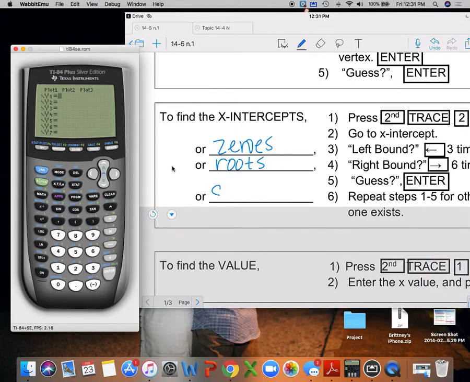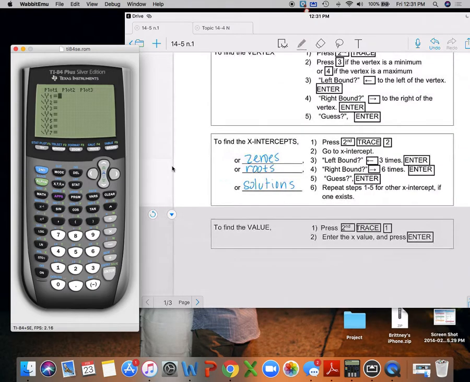roots, or solutions. So you need to write this in on your graphing calculator page, because this page is going to be your go-to for all of your calculator things. And if you see the words zeros and you don't write this down, then you're not going to know what to do.